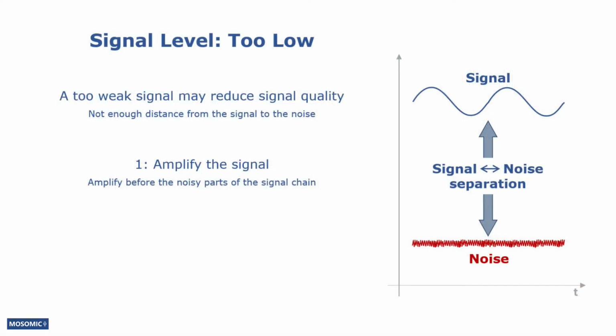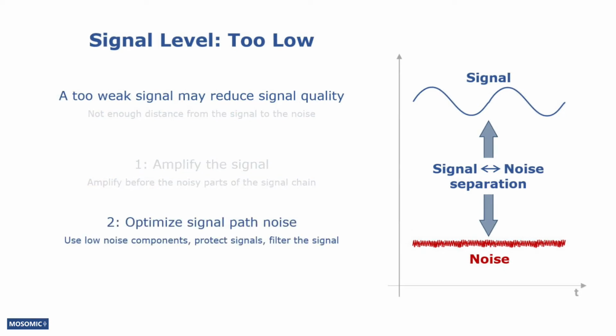There are a few things that can be done to avoid this. If needed, the signal should be amplified to bring it to the correct level. However, it should be noted that amplification may add noise to the signal, or it may amplify the noise that is already in the signal to a level at which it becomes a problem. Therefore, the amplification should be done before the noisy parts of the signal chain.